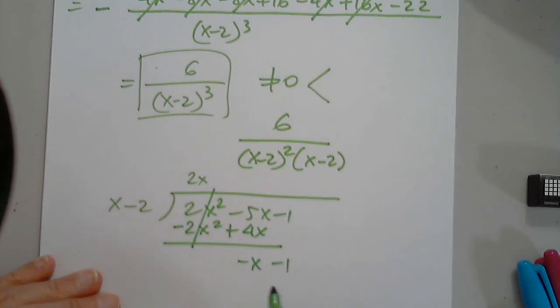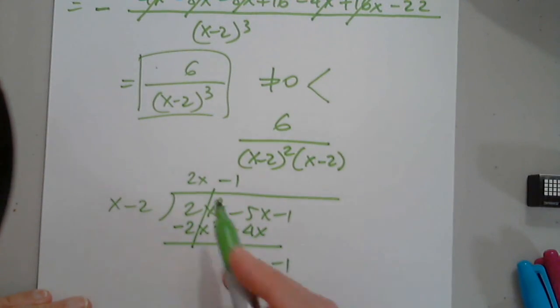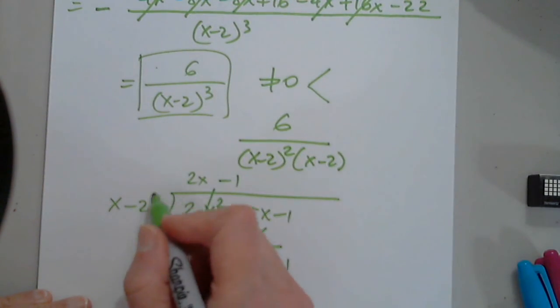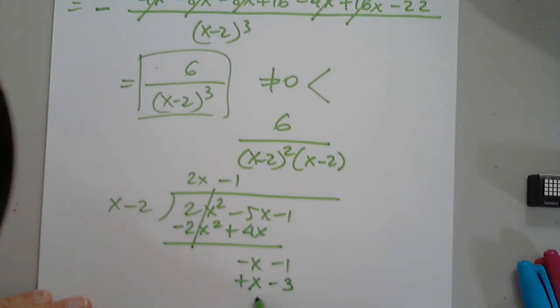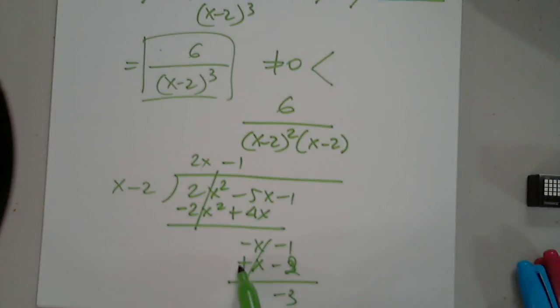Minus x minus 1. X times what is negative x? Negative 1. Negative x, but positive x. Positive 2, negative 3. You know what I mean. I meant to write here negative 3. So, negative x, positive x. Positive 2, negative 2, and negative 3.